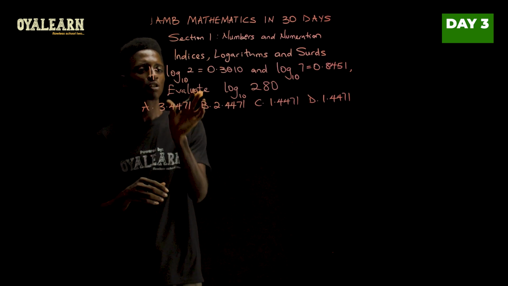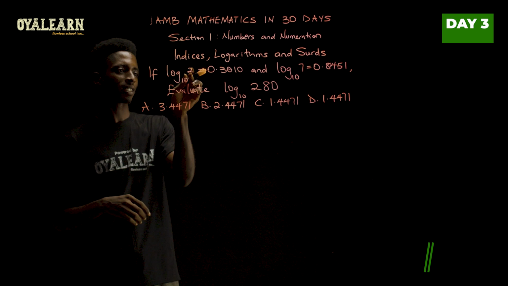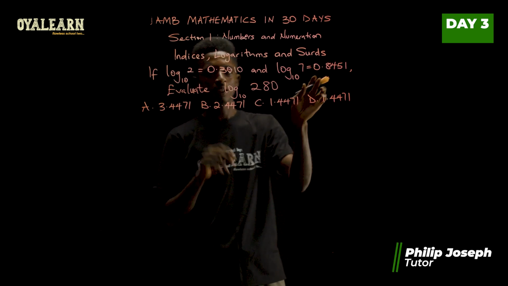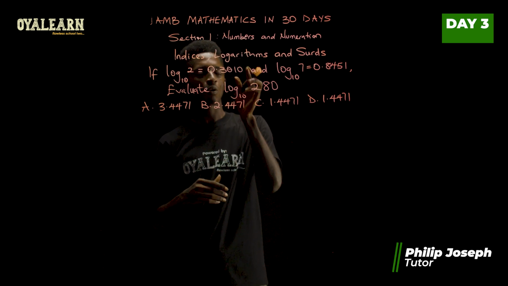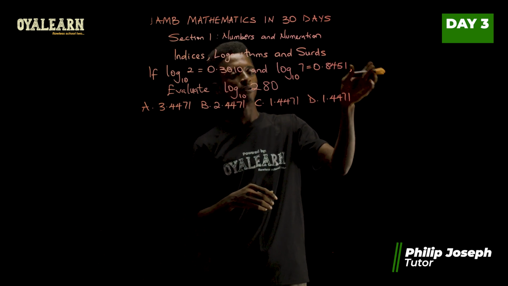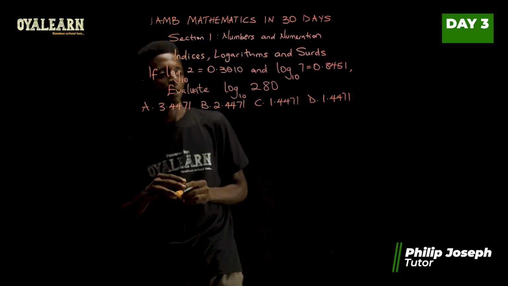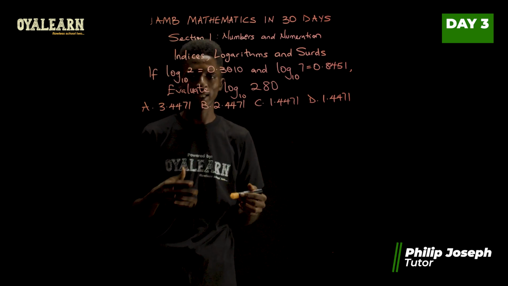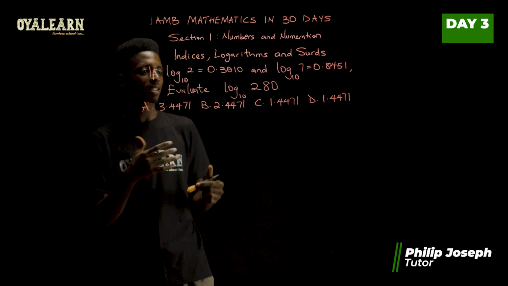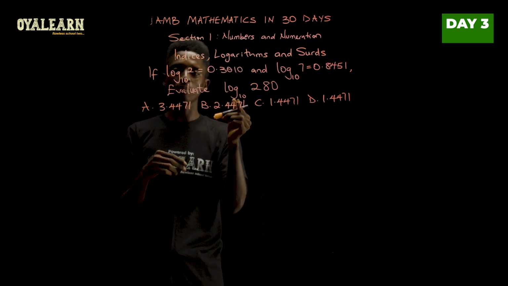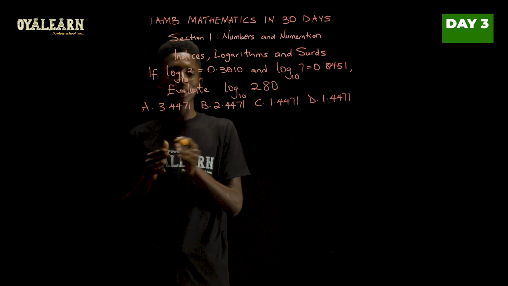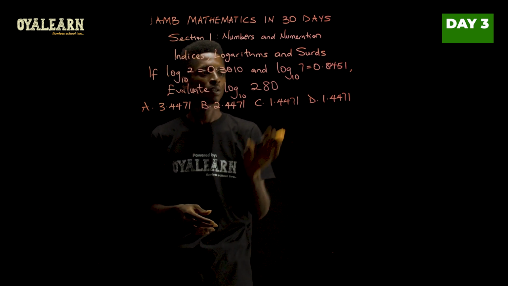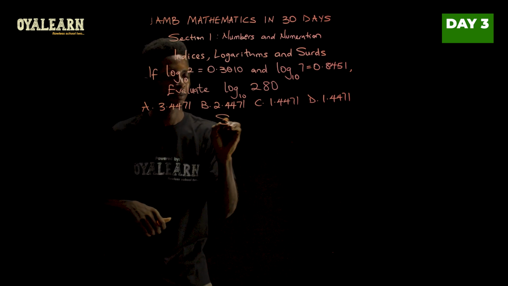This question gives us the value of log to base 10 of 2 and the value of log to base 10 of 7 as 0.3010 and 0.8451 respectively. And then we are asked to evaluate log to base 10 of 280. Now, take note, sometimes questions like this may not carry the base. You know that when you write logarithm without indicating the base, it is taken to be base 10. So let's solve this.